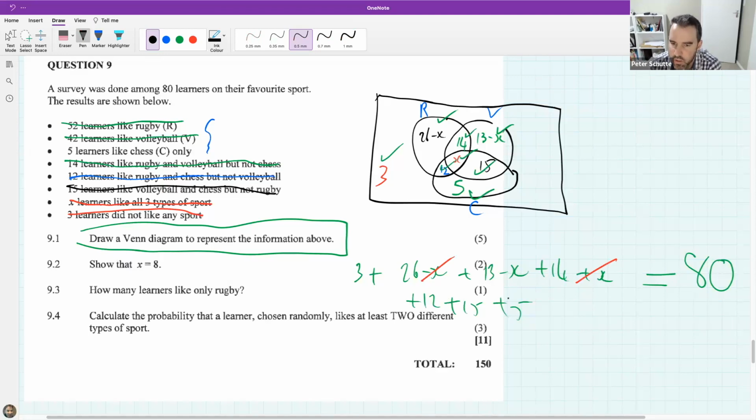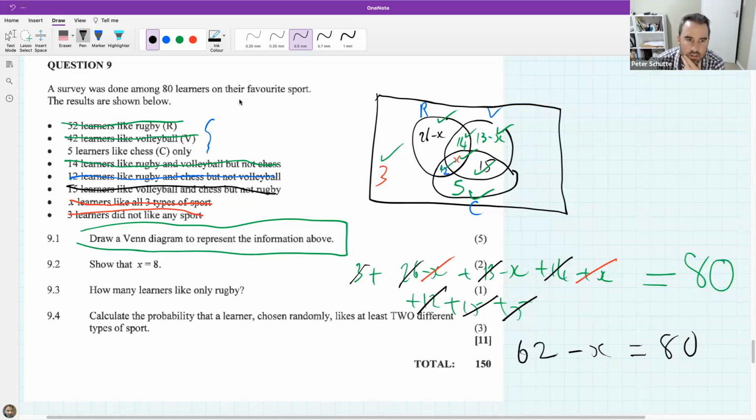And what else do we have? I suppose we've got minus x. We've got an 80. And I've got to get all these ones together. So 3 plus that is 29. Minus 13 is 16. Plus 14 is 30. 42. 57, 62.